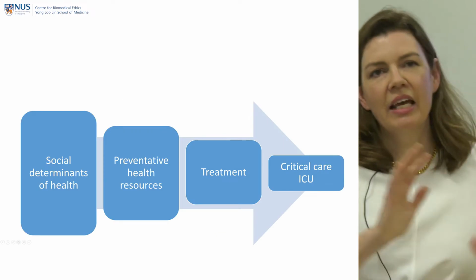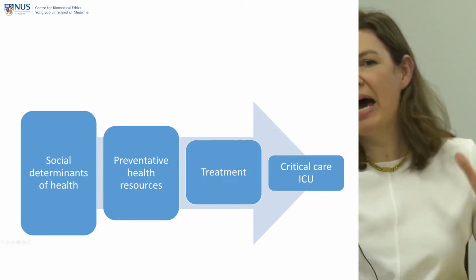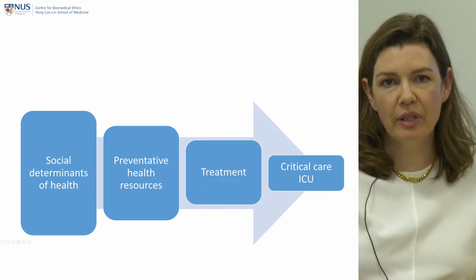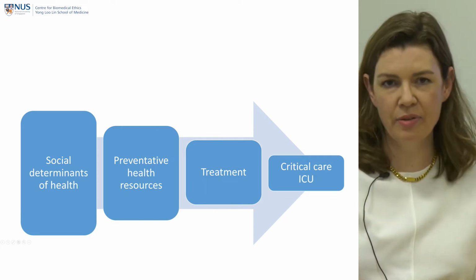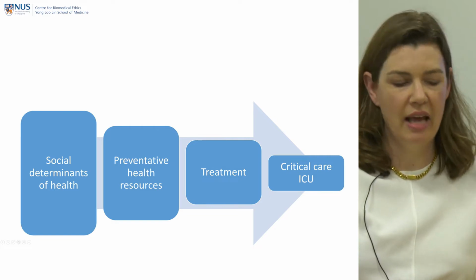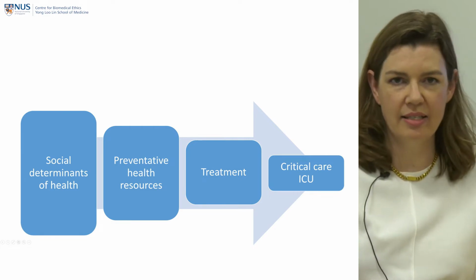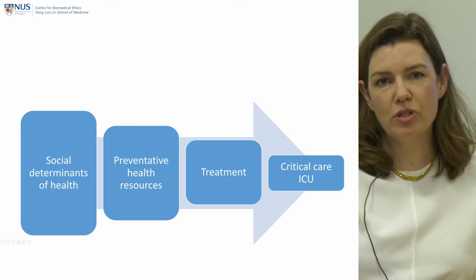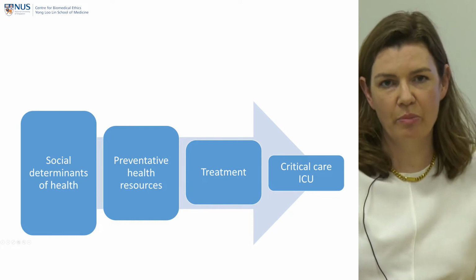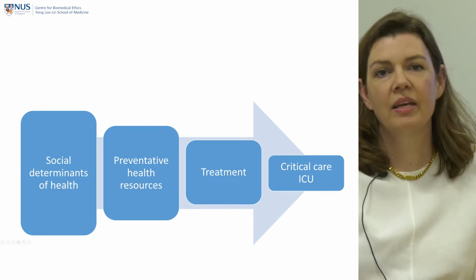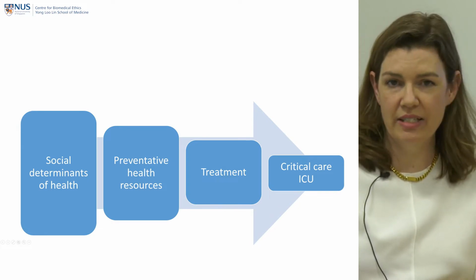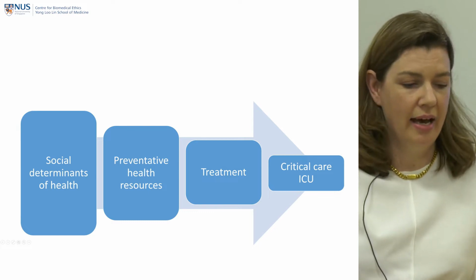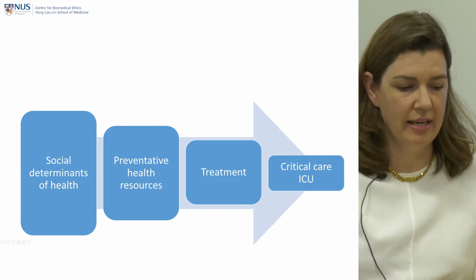Okay. So I want to start by painting a timeline in terms of resource allocation. We can start really broadly looking at social determinants of health. That would be education, housing, access to a clean and non-polluted environment. All of these social resources impact on people's underlying health status. Then we can look at allocation of preventative resources. So that might be, for example, PPE, access to masks, access to vaccines.